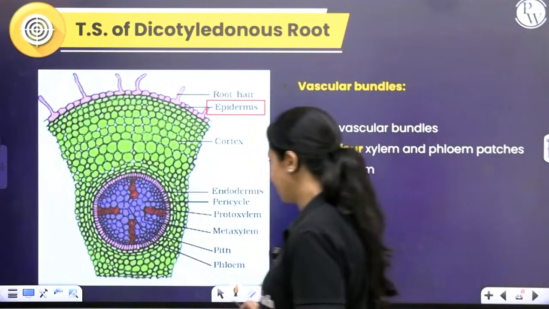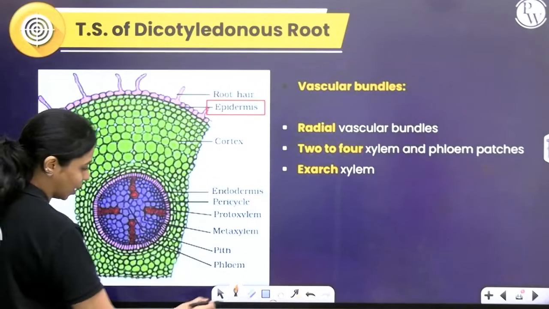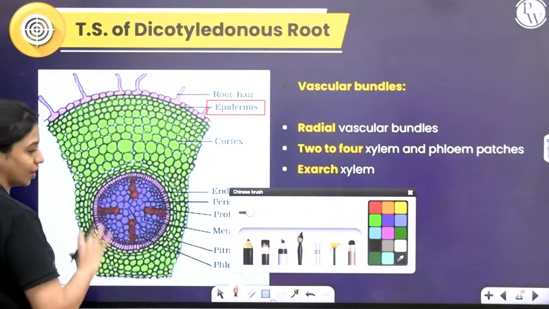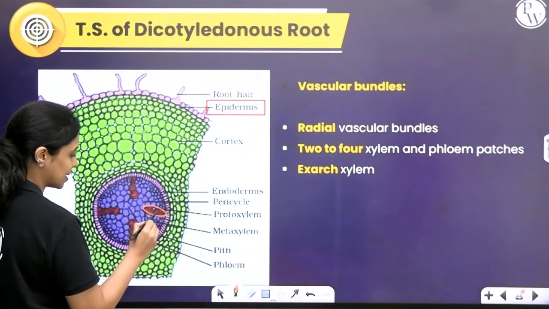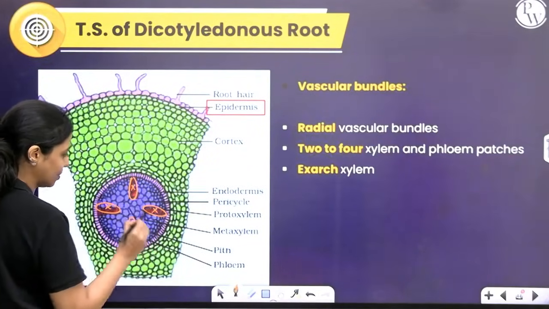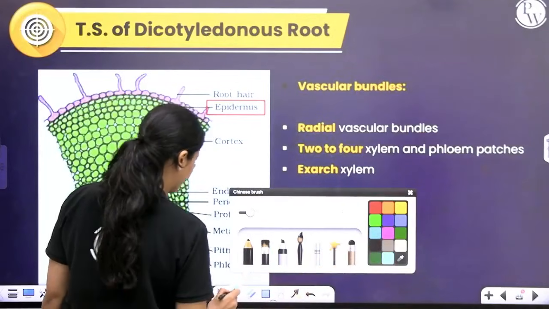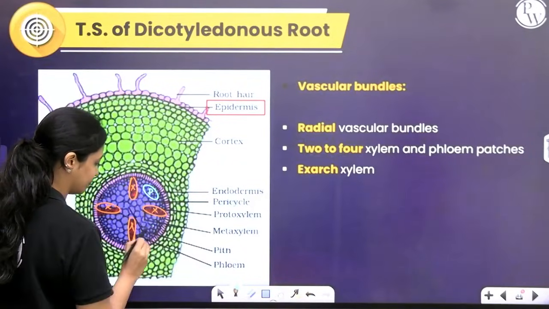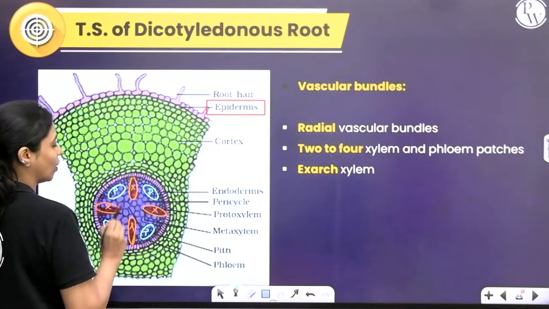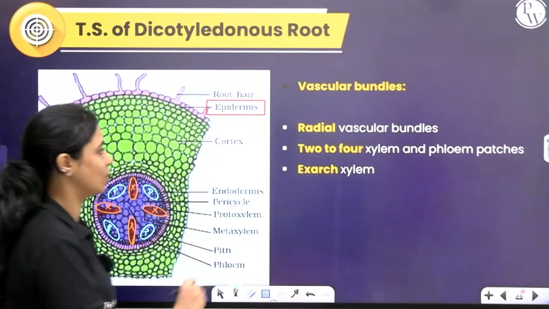Now talking about the vascular bundles, as I've already told you earlier, xylem and phloem are separate here; they are not present together. This is xylem, this is xylem, here you have xylem, here you have xylem. On alternate radii, you will have phloem present. What kind of arrangement do you call this? We call this radial arrangement of vascular bundles.